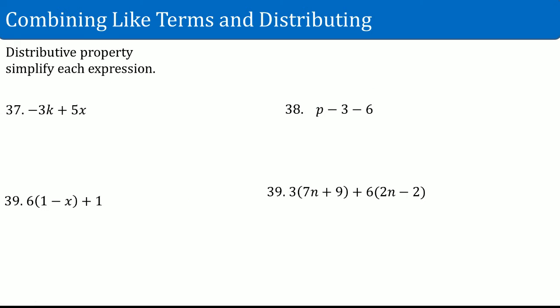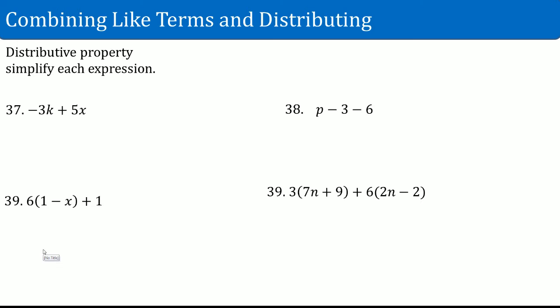Number 37. Number 37 has us simplifying each expression. Notice that you're not solving, there's no equal sign here, you're just simplifying them, okay? By combining like terms and using the distributive property.